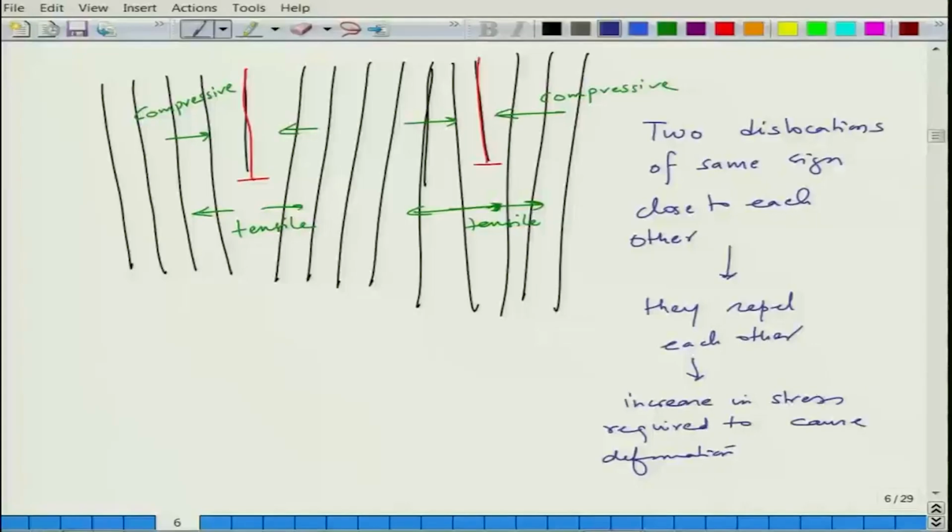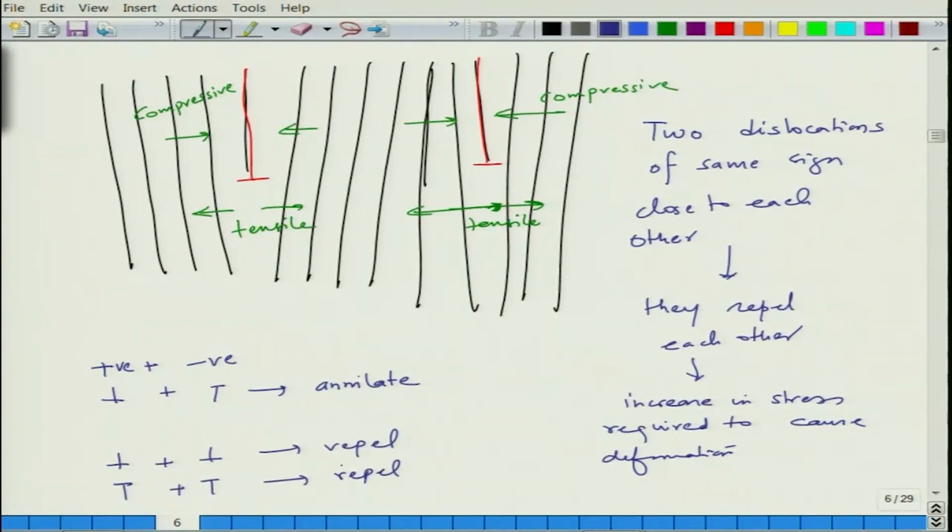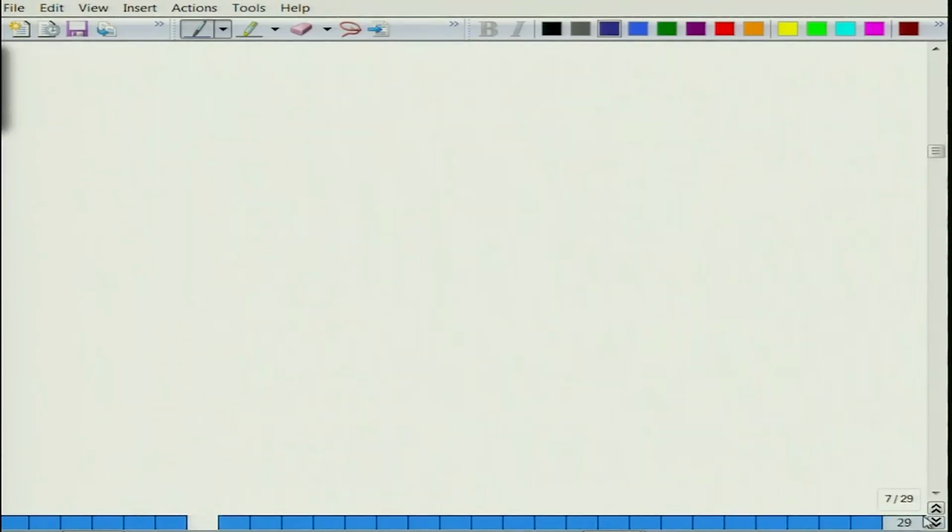Now that you have so many dislocations in a crystal, the dislocations are bound to come close to each other. Of course, you will have instances when you will have positive and negative. So if you have positive plus negative, so that is this and that, they will annihilate each other. So they will make the crystal perfect, and if you have this plus this, they will repel, or if you have this plus this, they will repel. So basically you can say similar signs repel and opposite signs annihilate. So this leads to an increase in the stress that is required to cause a dislocation, but there are other methods as well. So imagine for example if you take HCP crystals.